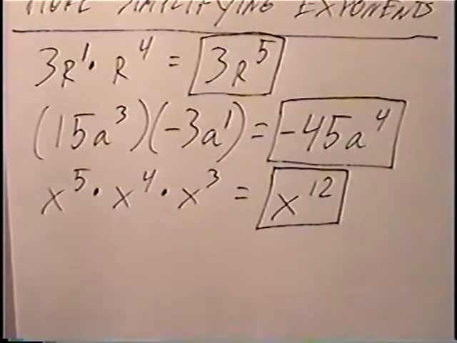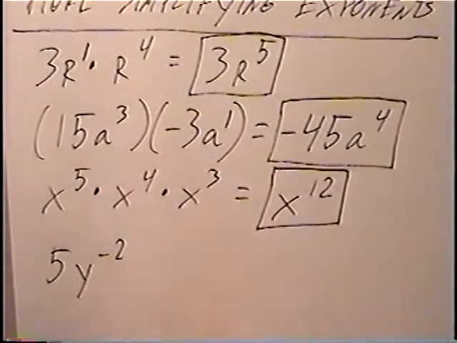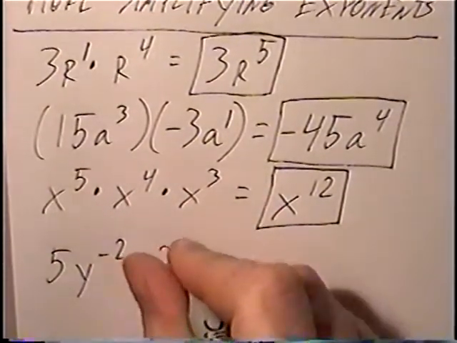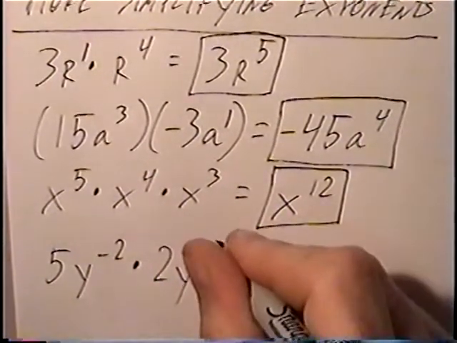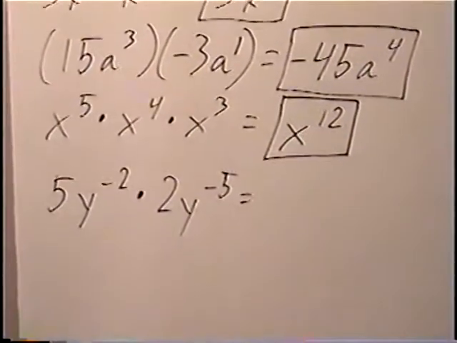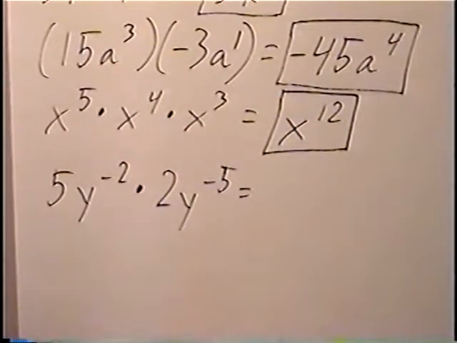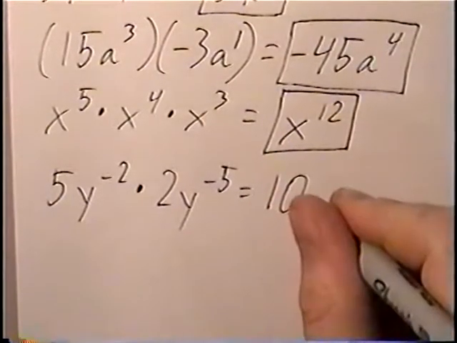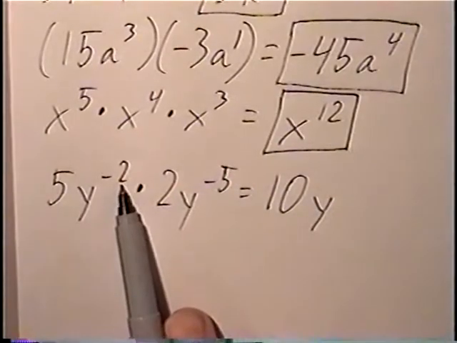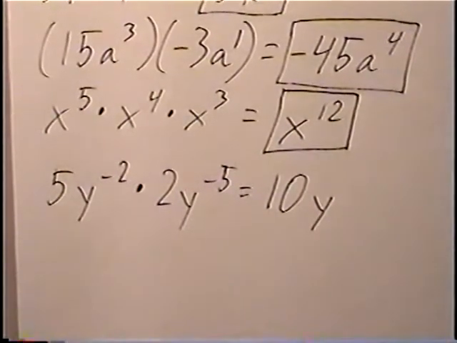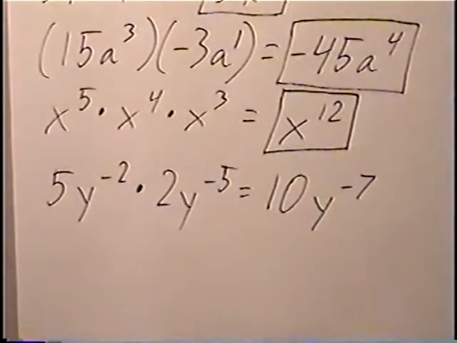And last question for the section. 5y to the negative second power times 2y to the negative fifth power. Again, the coefficients or numbers we can multiply first. 5 times 2, which would be 10. And the variable y, we can add the exponents. Negative 2 plus a negative 5, which would be negative 7.